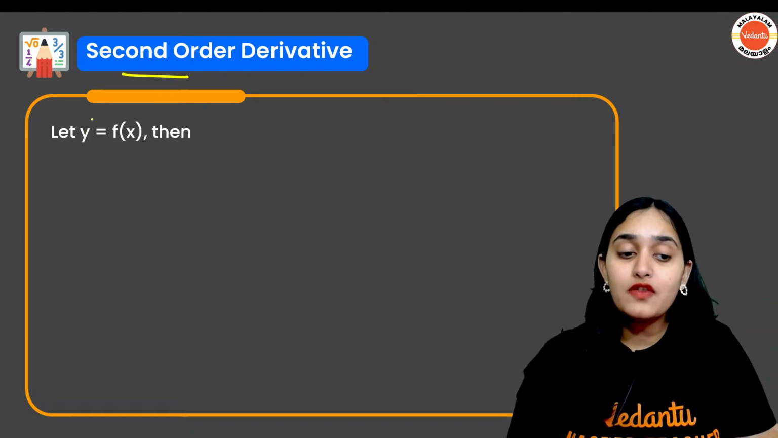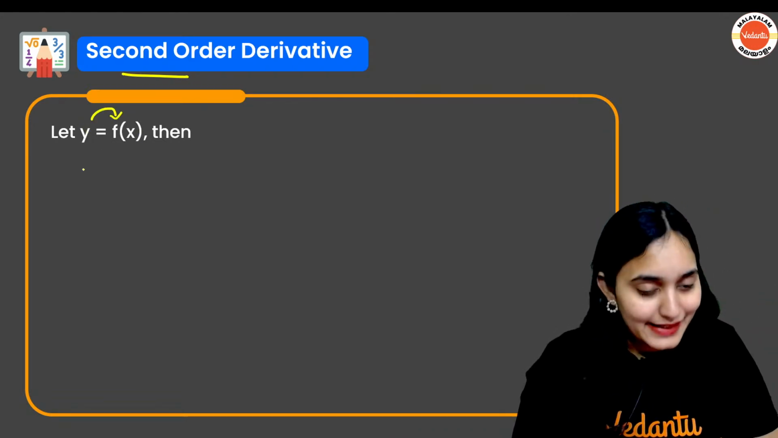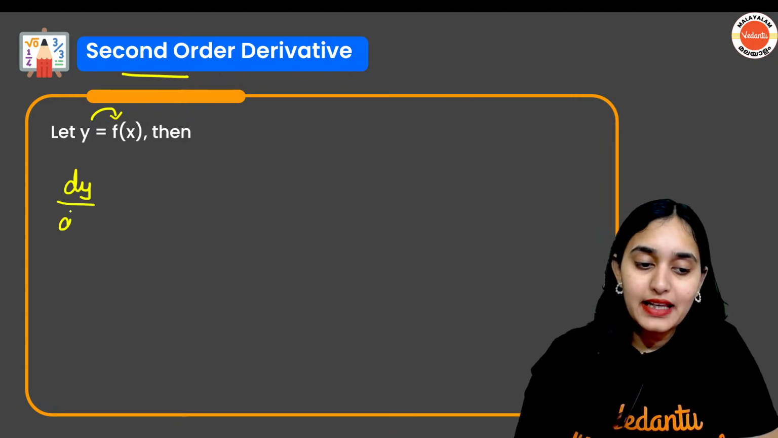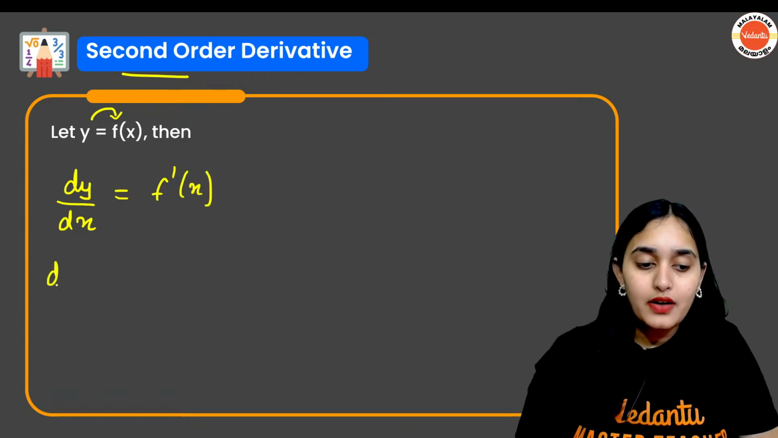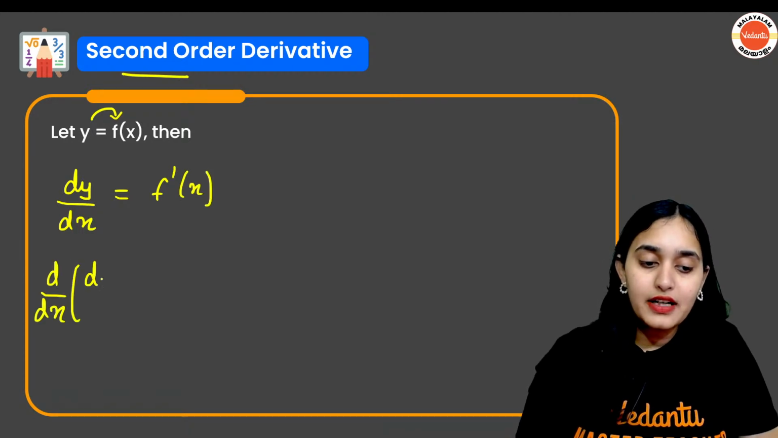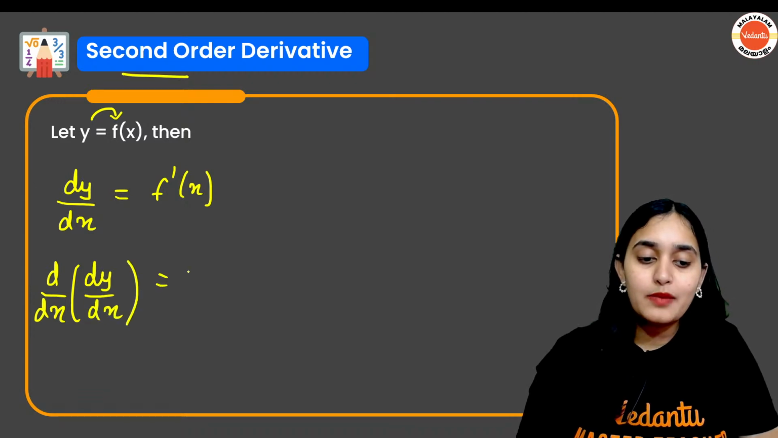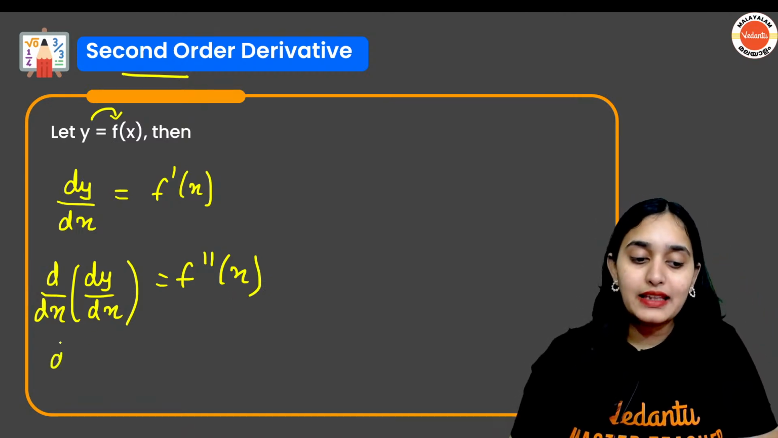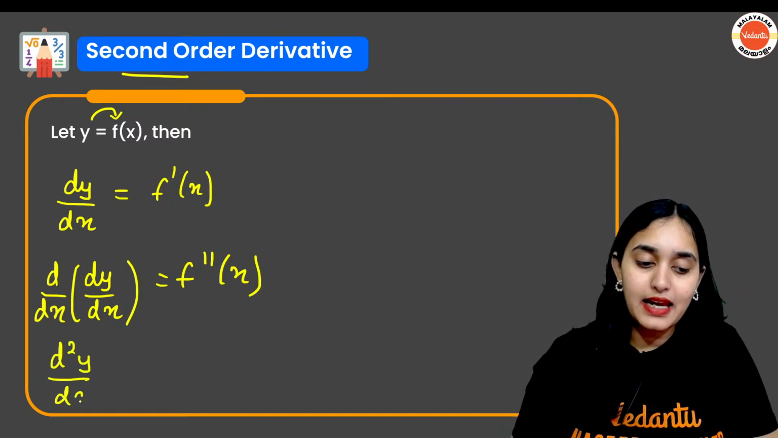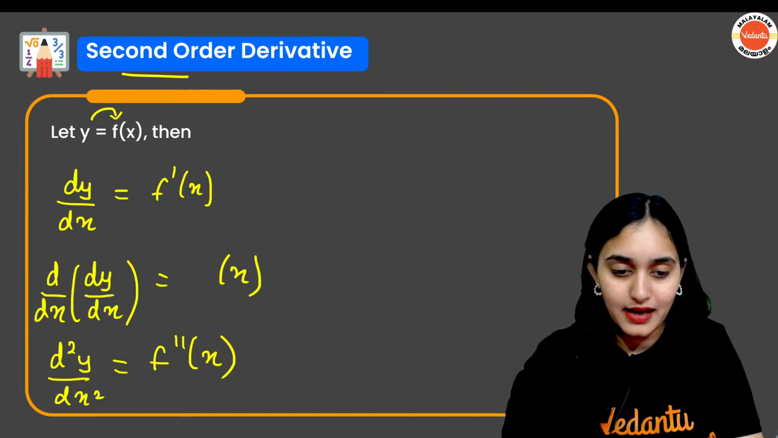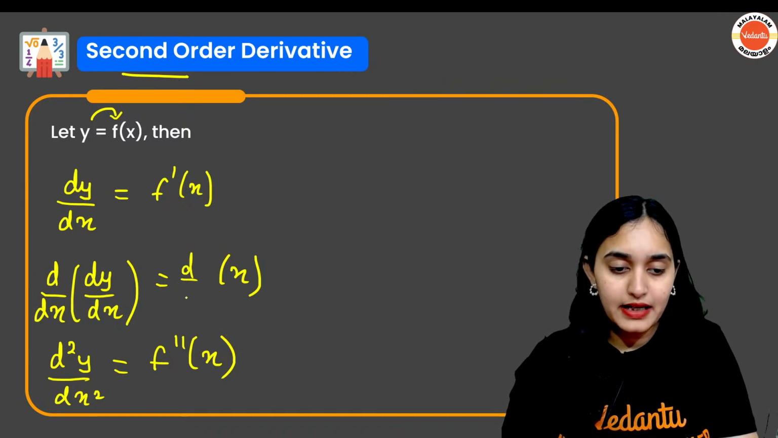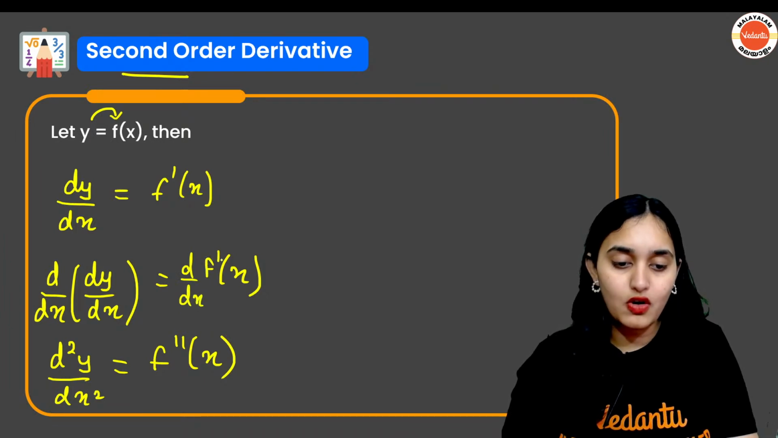Okay. So suppose y is a function of x. So dy by dx is f dash of x. Now d by dx of dy by dx will be f double dash of x, differentiating it two times, and this is basically d square y by dx square, nothing but differentiating your function two times. This can also be written as d by dx of f dash of x.